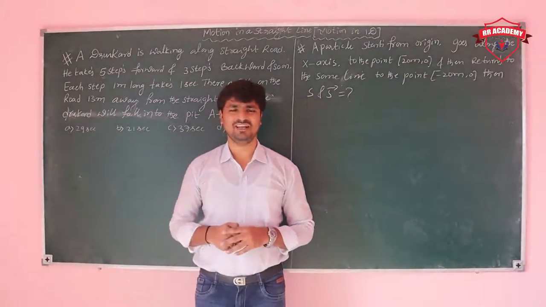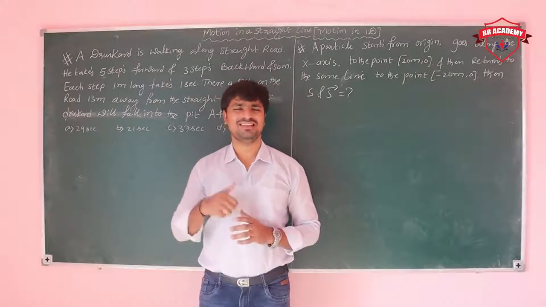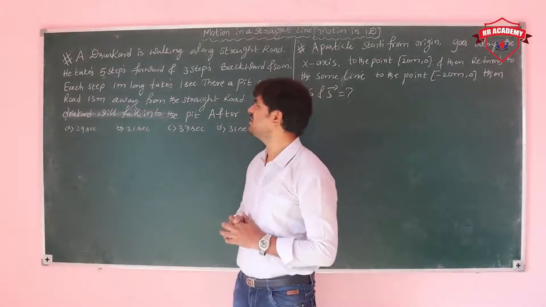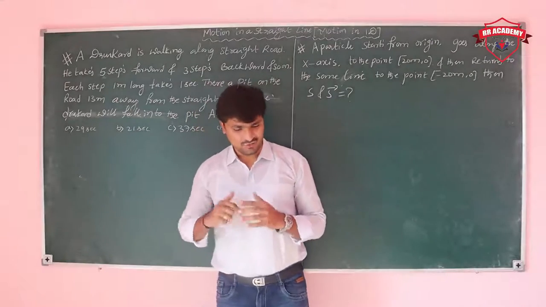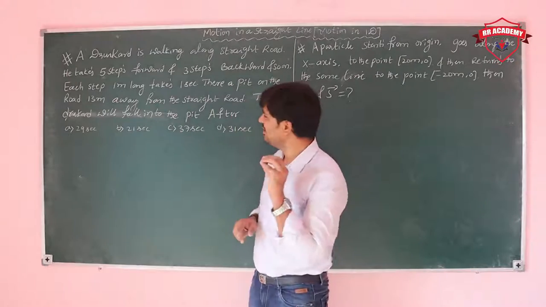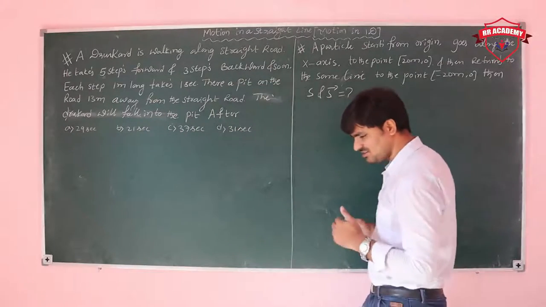Okay, let's see here, we have two interesting questions. First, the first question: a drunkard is walking along a straight road. He takes 5 steps forward.